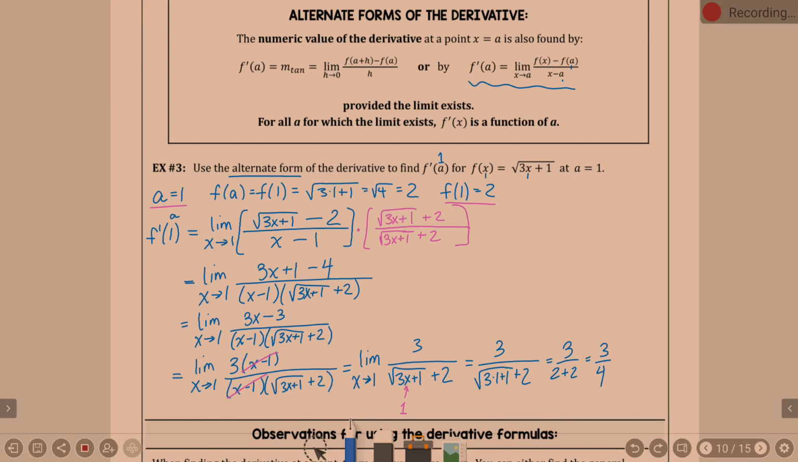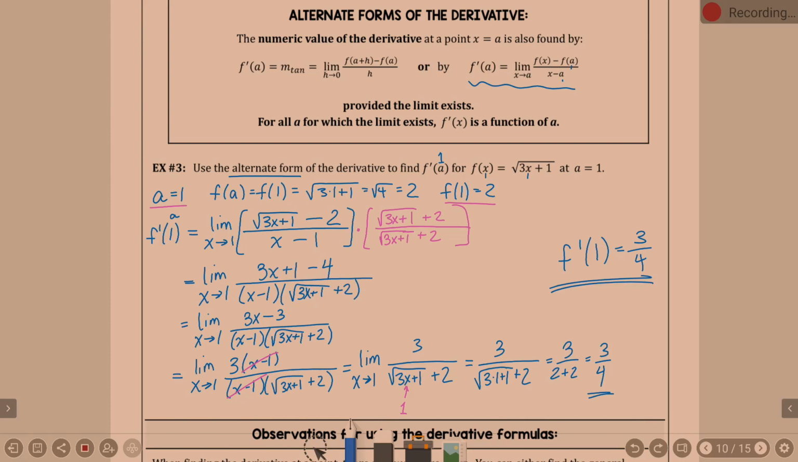Okay, so we started with f prime of 1, and we found that it is 3/4. We started with basically finding the derivative, but what we did along the way was we found the derivative at a specific point. So on this function at the point when x equals 1, the slope of the tangent line will be 3/4 because the derivative is the slope of the tangent line. Okay?